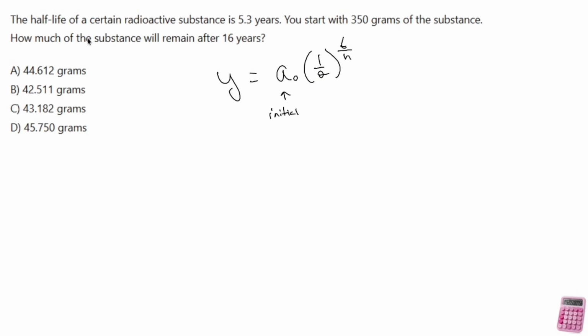Now let's label what we know. The half-life, our h, is going to be 5.3. Our initial amount is going to be 350, and the time that we're talking about is going to be 16 years. So years matches up with years, no trickery. We could just take this and throw it straight into our calculator. So y equals 350 times 1/2 to the t, which is 16 over h, which is 5.3. So let's run to our calculator, type that in, and see what we get.